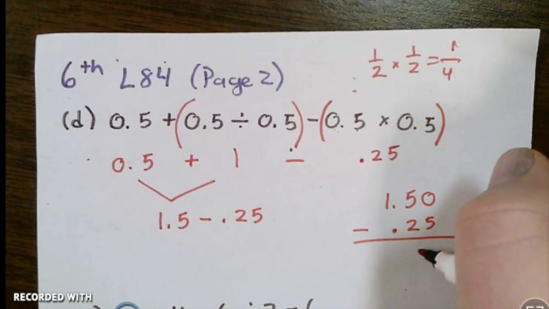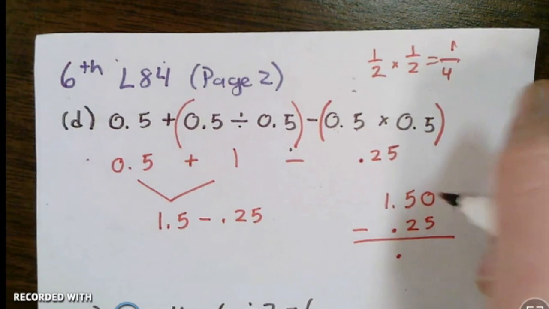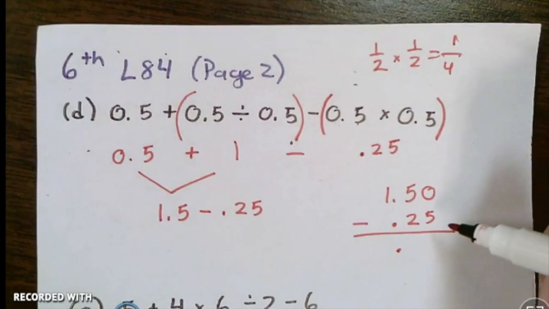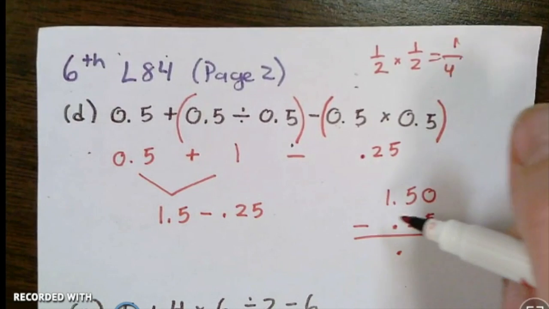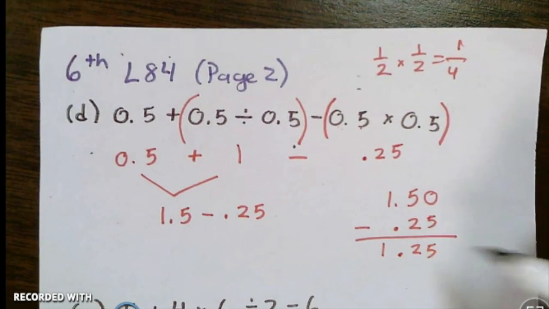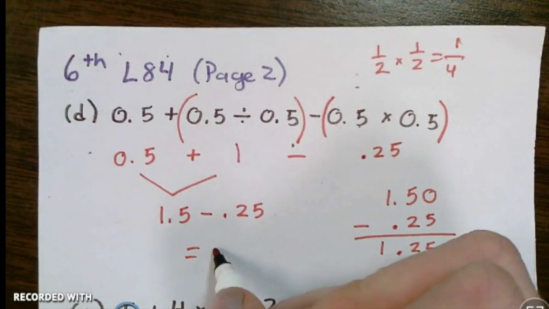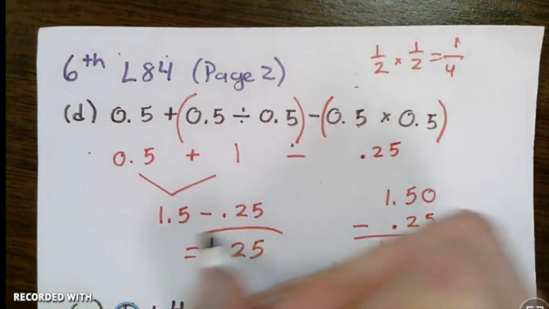And I'm going to end up with, well, here, you should probably just be able to know exactly what this is going to be, right? $1.50 minus 25 cents. And what do you got left? $1.25. And so our answer is 1.25.